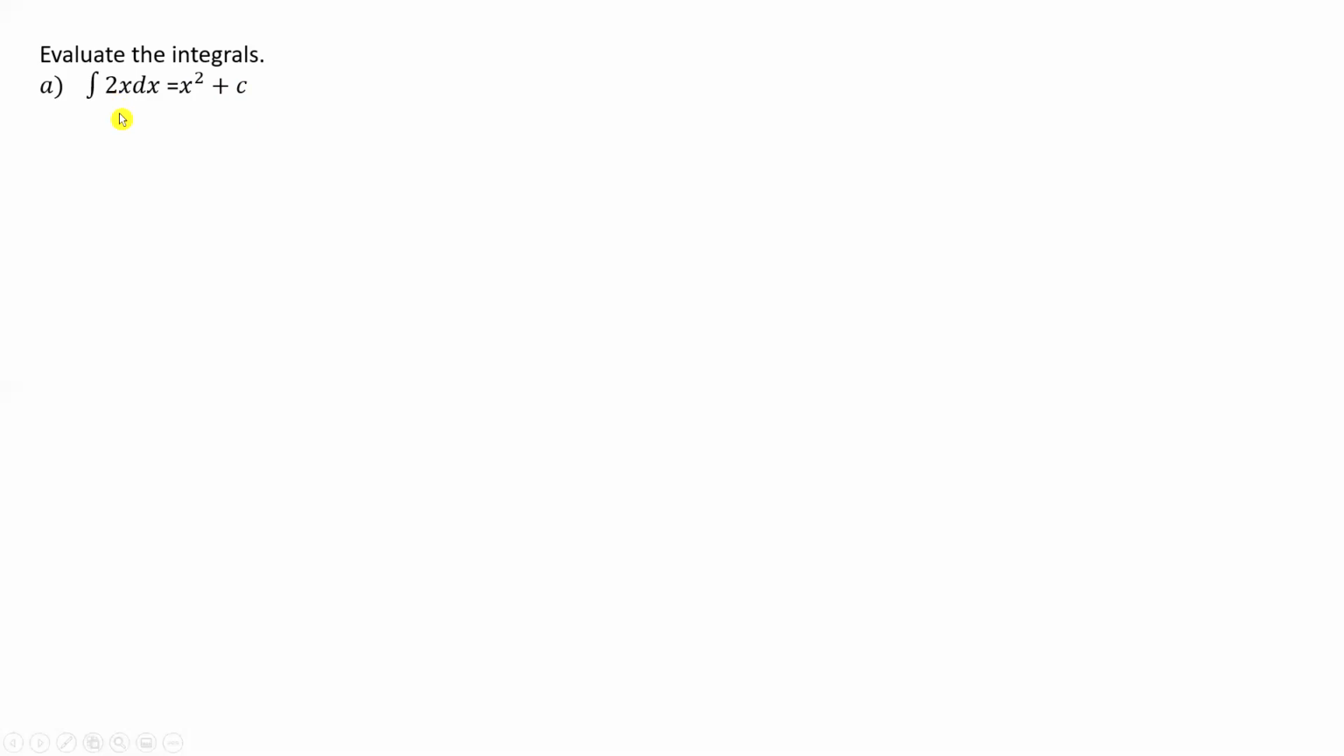So why the new notation? Mathematicians like things to be concise, and so this is just a way of simplifying and saying, find the antiderivative of the function 2x, where x is your variable. So we'll do exactly what we did in the previous section. You just have to get used to the new notation.